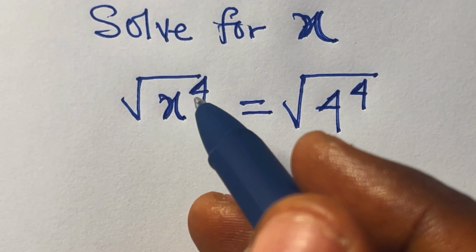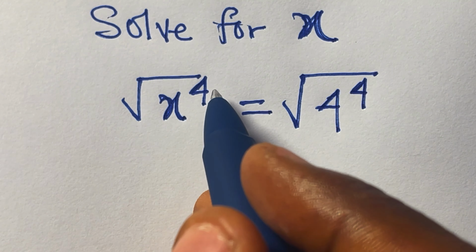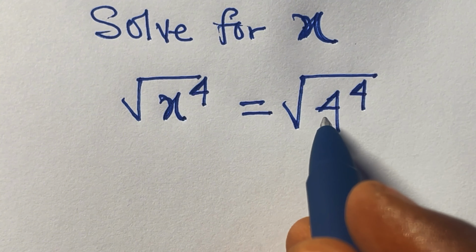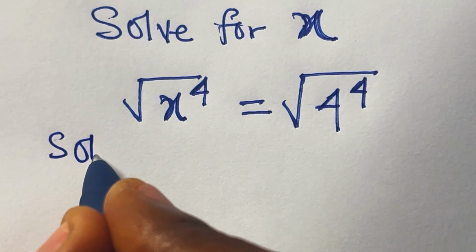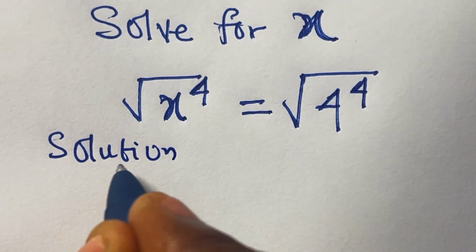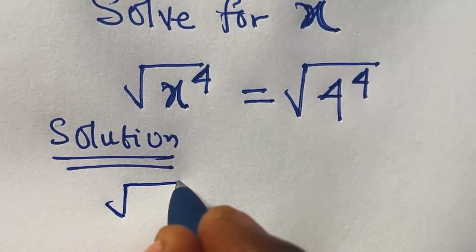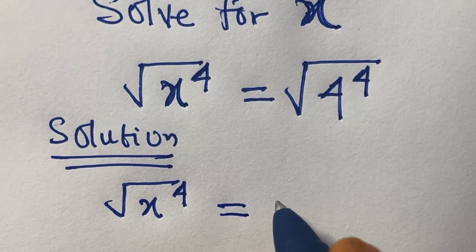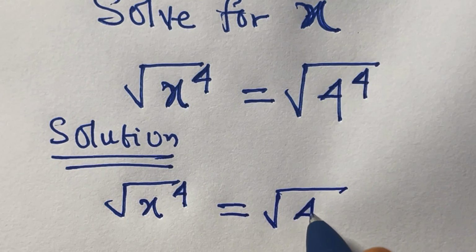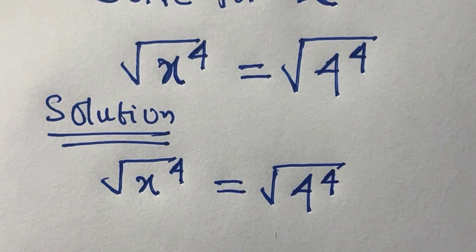Hi guys, we want to solve for x in square root of x raised to the power 4 equals square root of 4 raised to the power 4. What do we have? We have x raised to the power 4 equals 4 raised to the power 4.